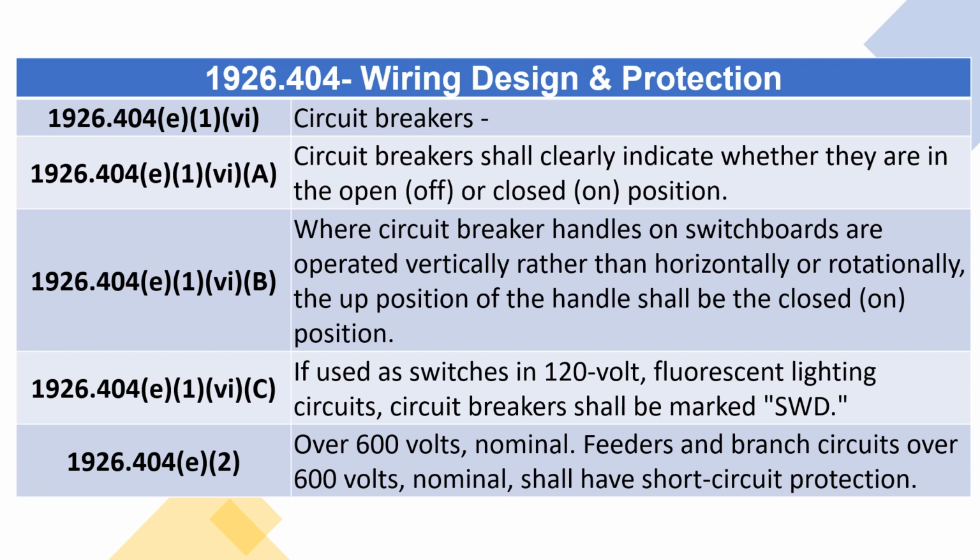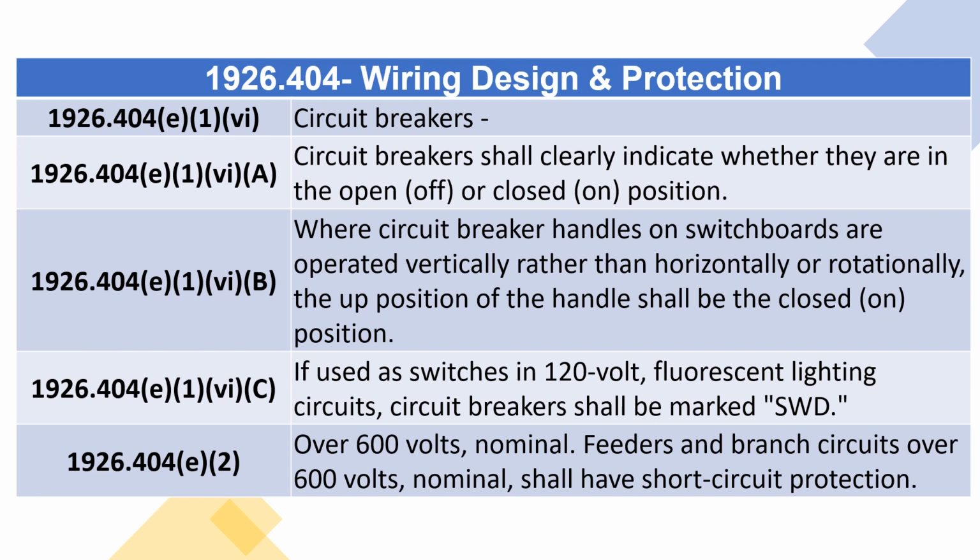1926.404(e)(1)(vi) Circuit breakers. (A) Circuit breakers shall clearly indicate whether they are in the open (off) or closed (on) position. (B) Where circuit breaker handles on switchboards are operated vertically rather than horizontally or rotationally, the up position of the handle shall be the closed (on) position. (C) If used as switches in 120-volt fluorescent lighting circuits, circuit breakers shall be marked SWD.